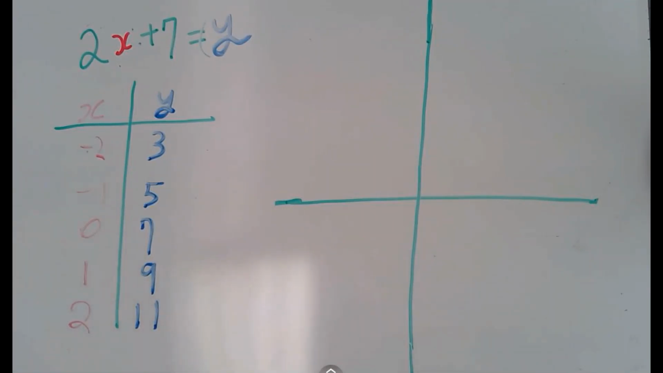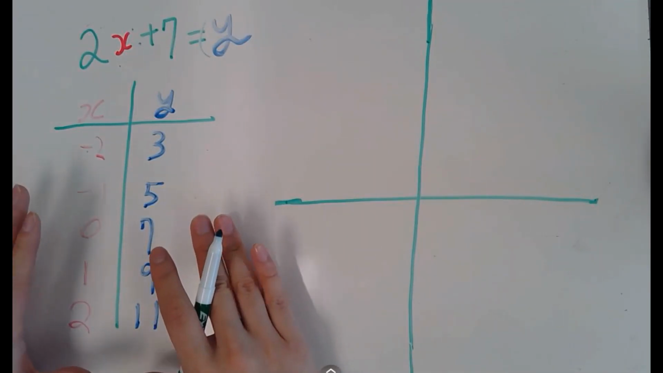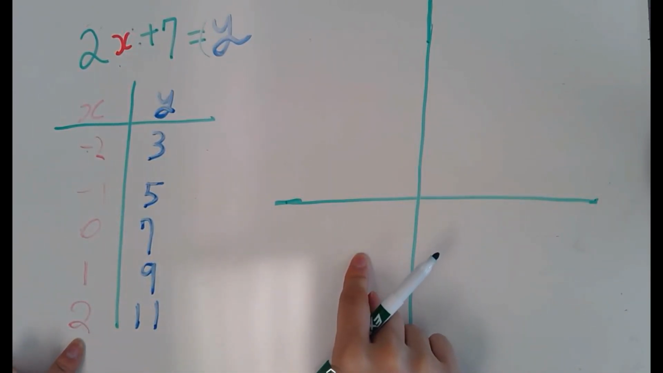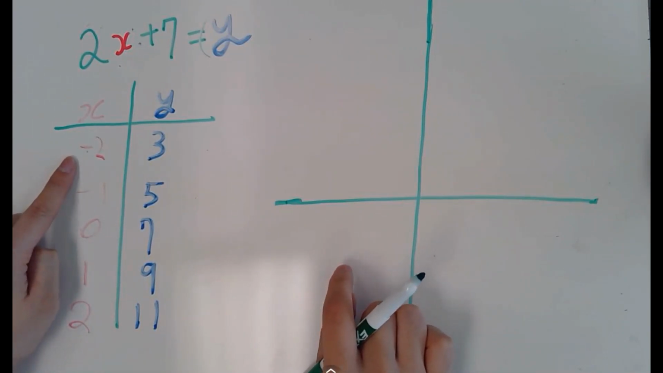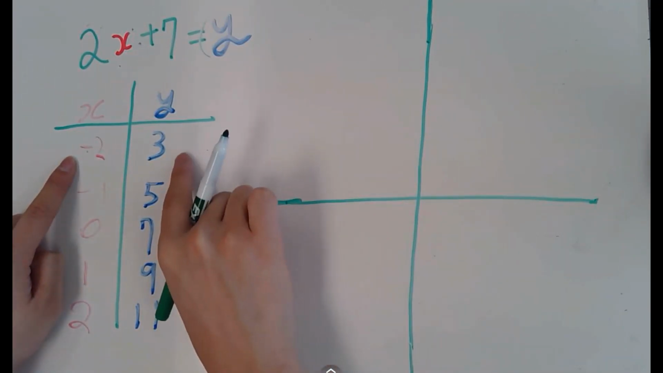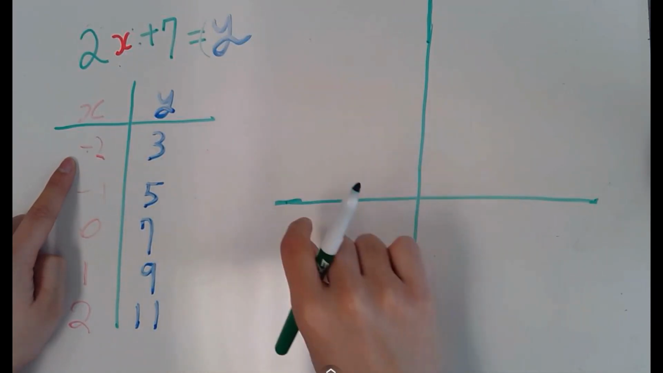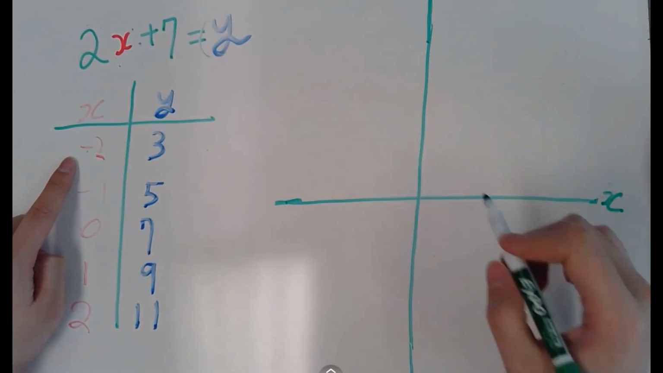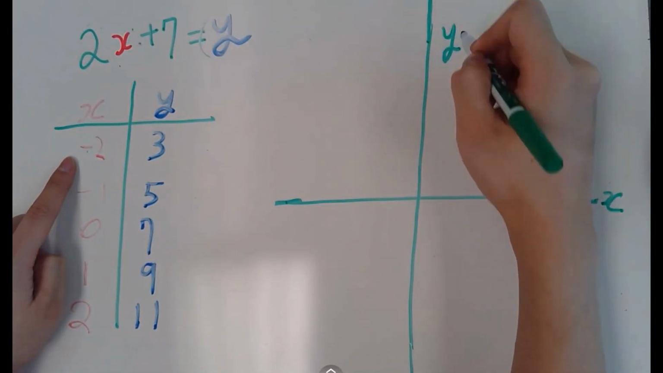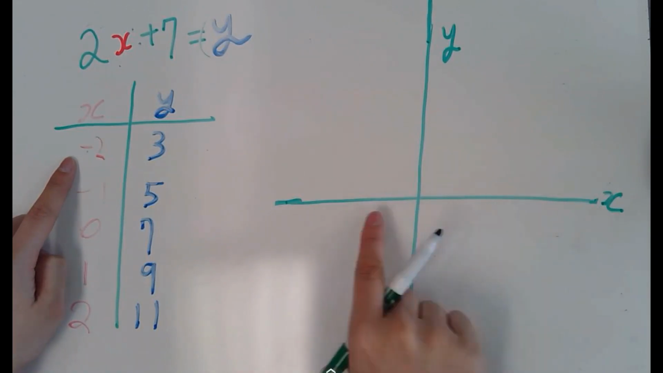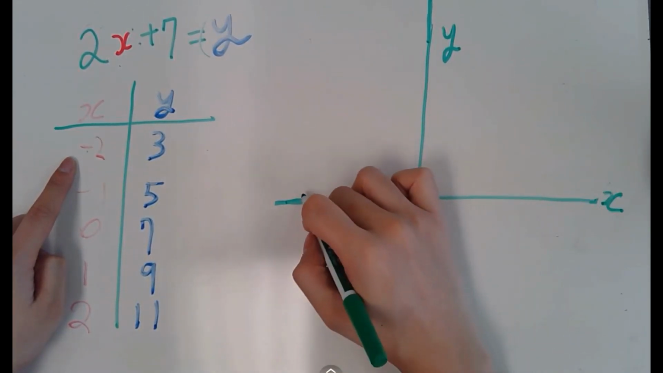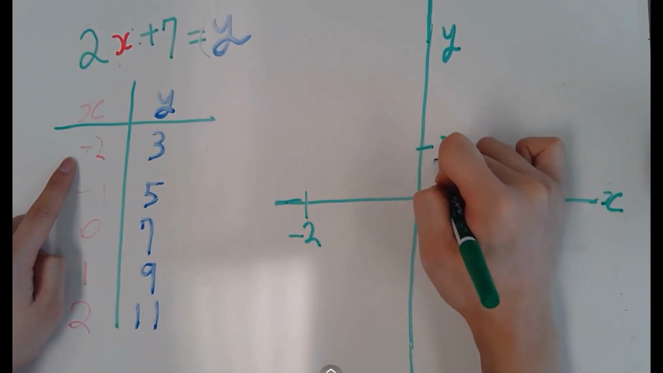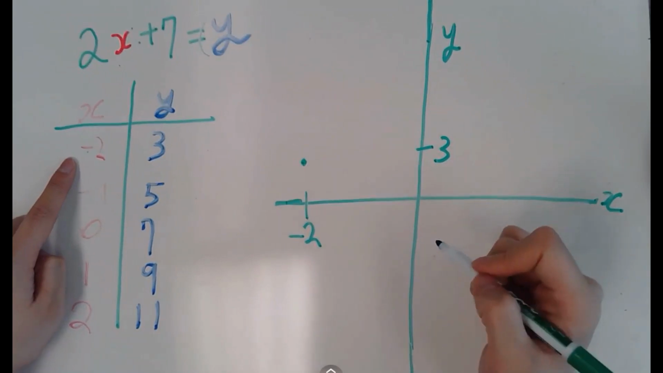The next thing I'm going to do is translate this table onto the coordinate grid. Over here, I have x is equal to -2 and y is equal to 3. Keep in mind that this horizontal axis is the x-axis, and this is the y-axis. So I know that when x is equal to -2, y is equal to 3, so I'm going to draw a dot there.